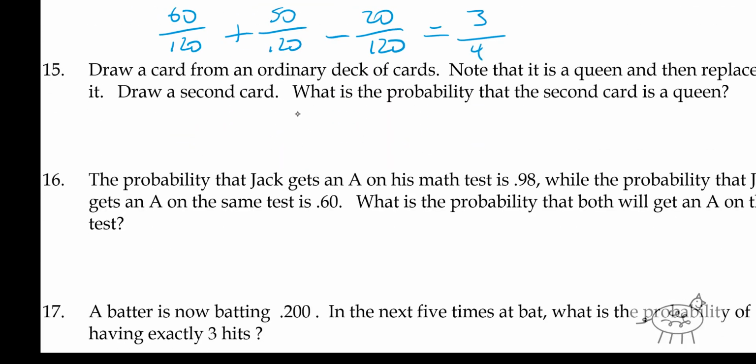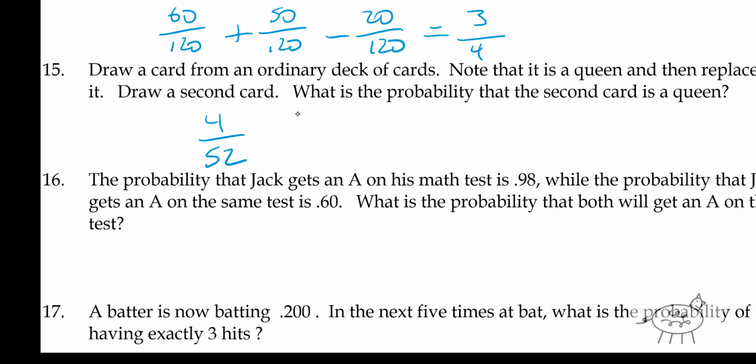15. You draw a card from an ordinary deck of cards. Note that it's a queen, then replace it. Draw a second card. What's the probability that the second card is a queen? Well, there's just 4 out of 52, especially because I replaced that one. So it's completely independent of anything I've done. I could have picked 5,000 cards before that. As long as I replaced them all, it's still 4 out of 52.